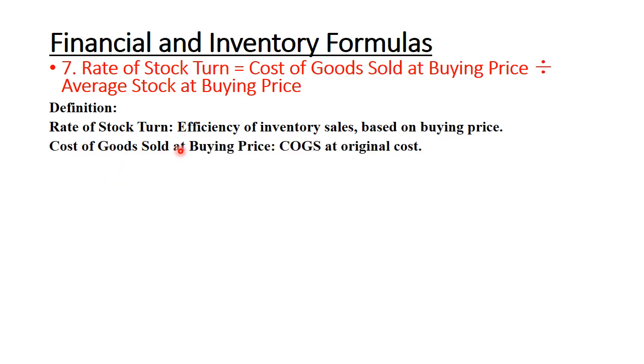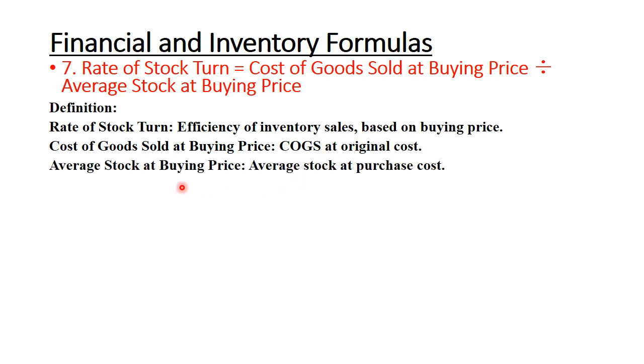So our cost of goods sold at buying price is simply the cost of goods sold but measured at the original cost, that is the amount you bought those goods at. Okay, average stock at buying price is the average stock at purchase cost. So in short, we are measuring everything on the cost we bought the items at.